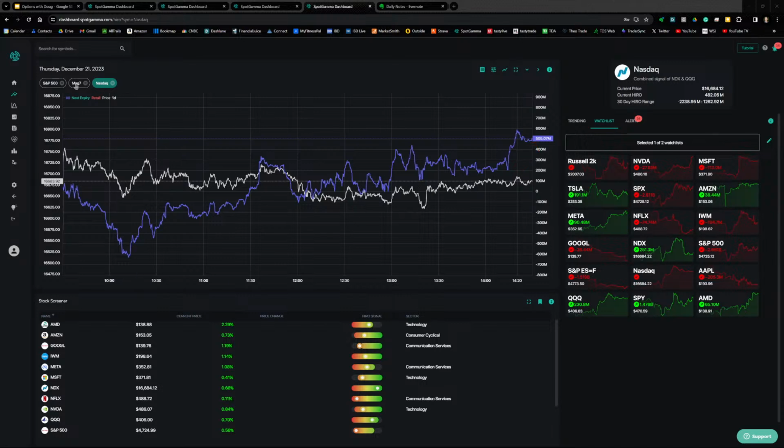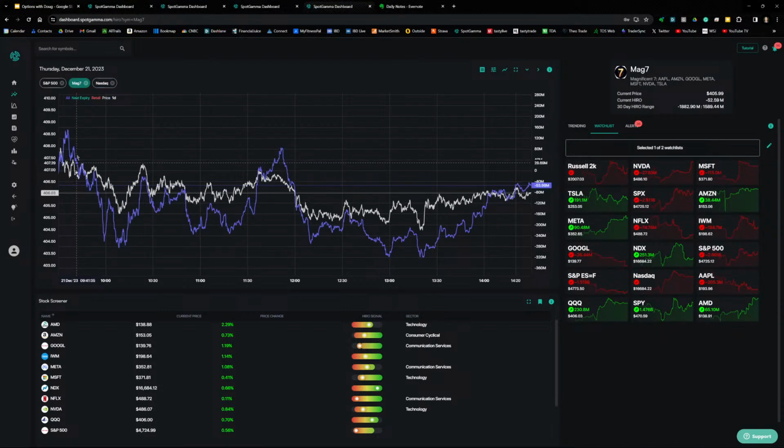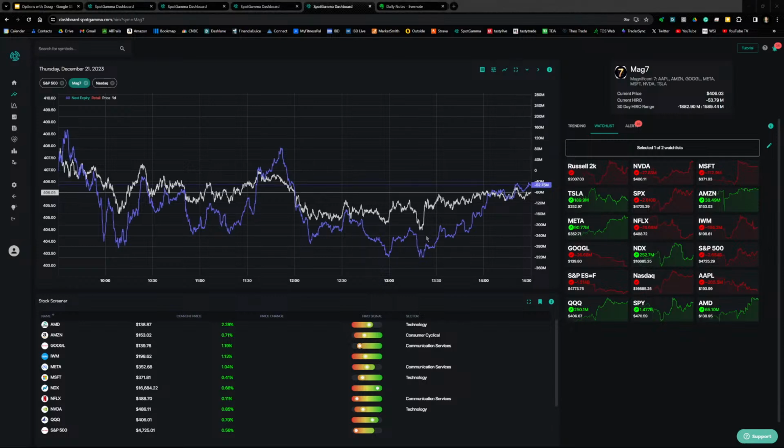Let's check MAG 7. Pretty much flat for the day, slightly negative, but starting around 120, something like that, started taking positive delta positions again. So far today, there's not been a repeat of yesterday with that mini flash crash.